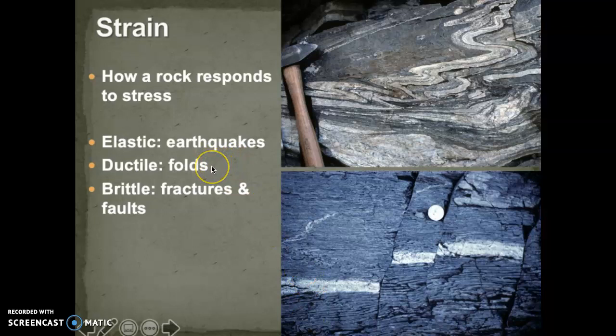A ductile response means that the rock retains that new shape. And so in the photo in the upper right, you can see the result of a ductile response. There's some very intense folding in that rock. And last but not least is the brittle response, which is when the rock actually breaks. And so you can see the fractures in that rock that have occurred, those long cracks, and that is the result of brittle strain.